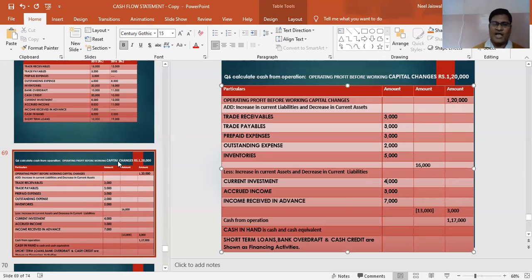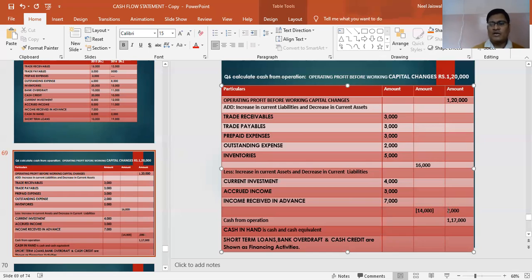We'll subtract. And one more thing is there, income received in advance. In 2015 it was 7,000; in 2016 there was nothing. Current year nothing means it has reduced. Income received in advance is a liability. Liability reduced means subtract. 7,000 subtract. 7, 3, 10, 10, 4, 14. So 14,000 we have to subtract, students. So 16,000 total added, 14,000 subtracted.